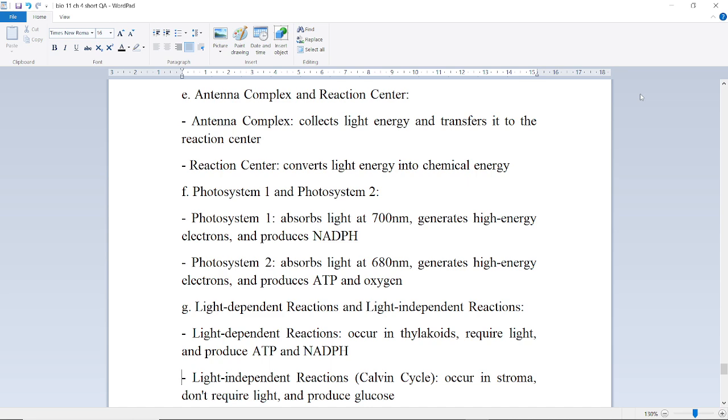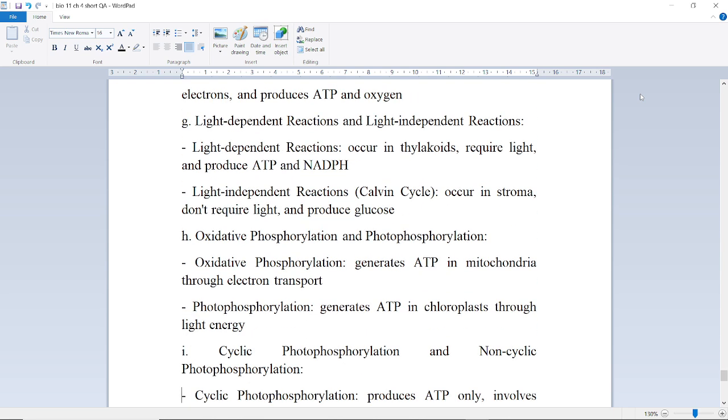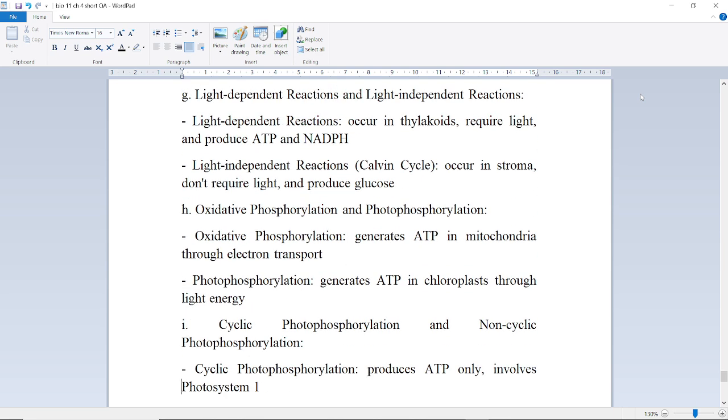Light dependent reactions and light independent reactions. Light dependent reactions occur in thylakoid, require light and produce ATP and NADPH. Light independent reactions or Calvin cycle occur in stroma, don't require light and produce glucose. Oxidative phosphorylation and photophosphorylation. Oxidative phosphorylation generates ATP in mitochondria through electron transport chain. Photophosphorylation generates ATP in chloroplast through light energy.